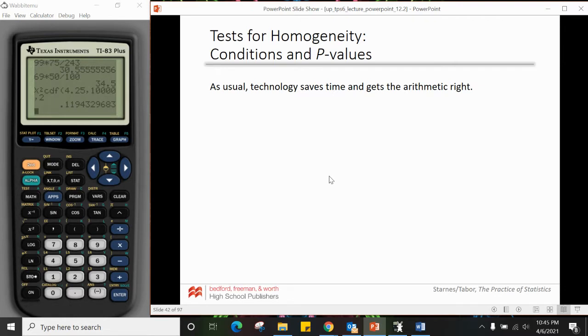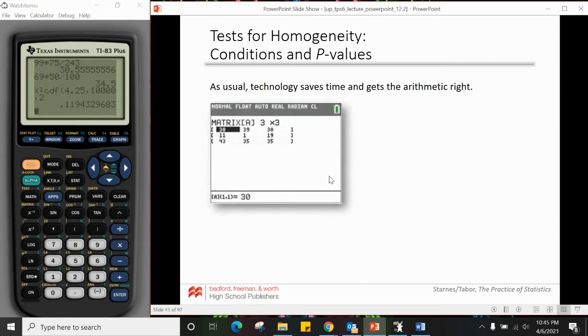But as usual, technology saves us time and gets the arithmetic right. So you can actually put your data into matrices. If you forgot how to do that or didn't learn how to do that, that's okay. We'll go to second matrix. If you click enter here, it would just use matrix 1. All right, let's go second matrix back. So that's how you use it.